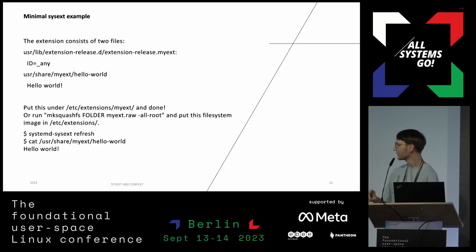Or maybe the next advanced step would be to bundle this up as a single file system image. It's also quite easy. For starters, you can use mksquashfs, and then you can move this myx.raw file into the /etc/extensions folder, load it, and check that your file is there.